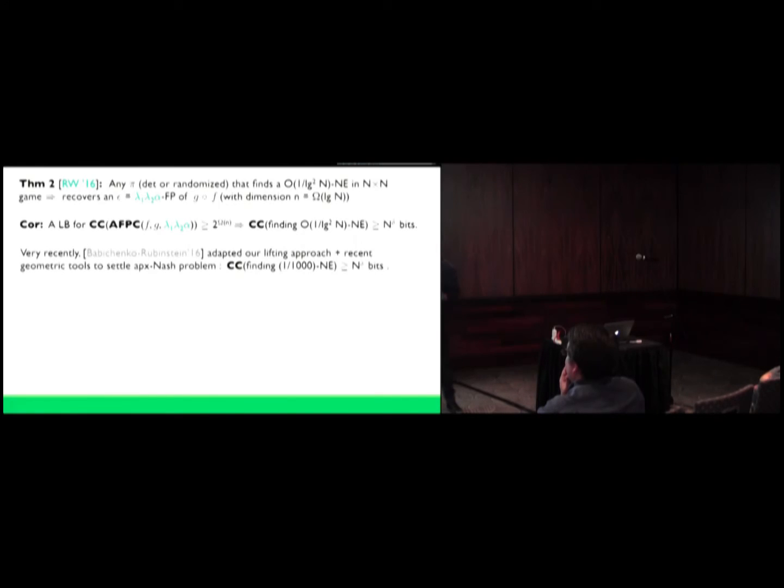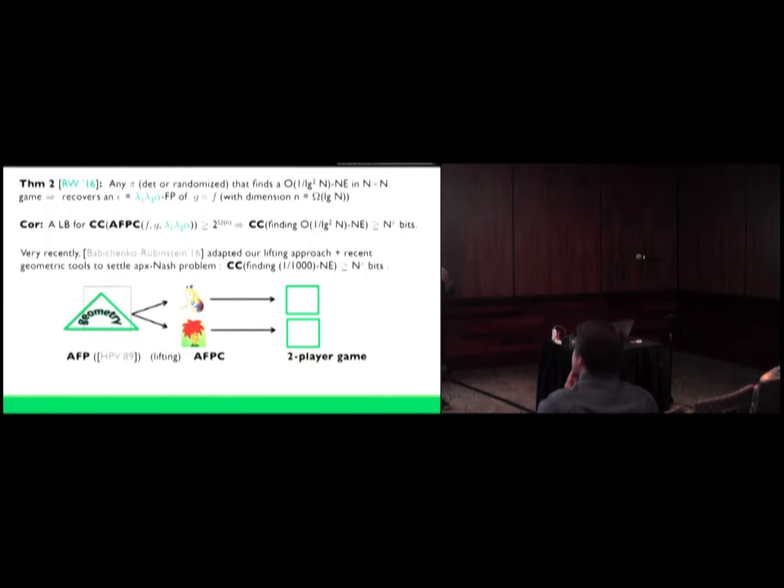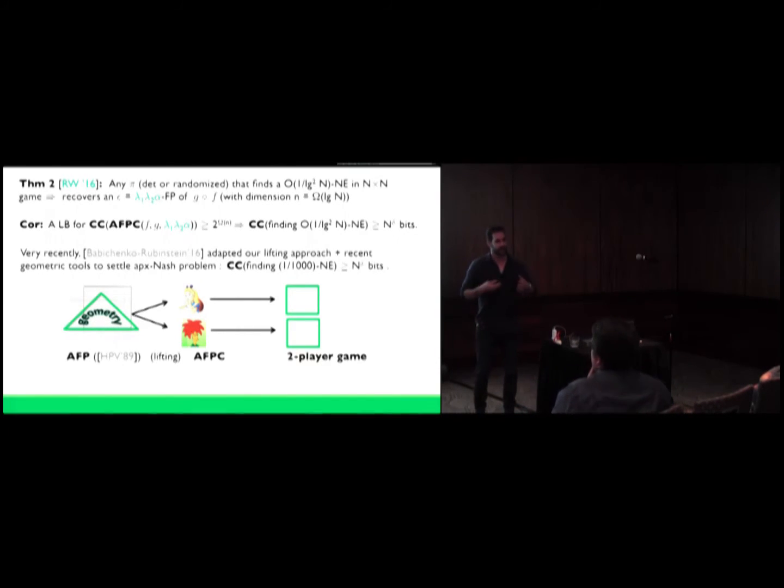But in a very recent, very nice result of Babichenko and Rubinstein, they adapted our lifting approach using much harder work with some algebraic and geometric machinery. Let me just end by saying that, morally speaking, the bottleneck, the challenge in our proof was opening the Ross-McKinsey box and implementing it with some geometric constraints.